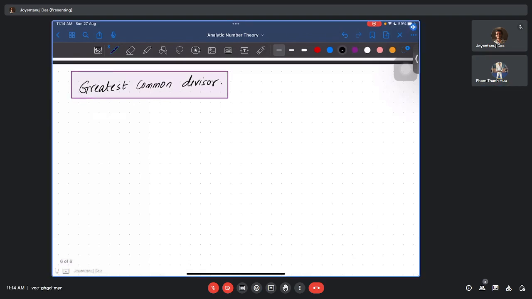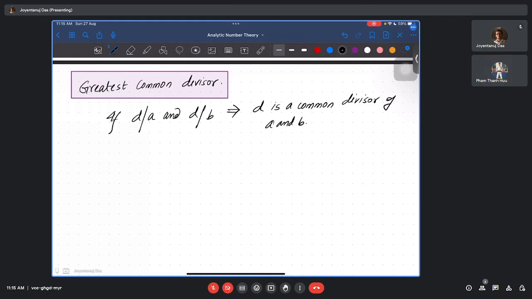So greatest common divisor, what is it saying? Suppose d divides a and d divides b, then d is a common divisor of a and b, right? Yeah, that is fine. So now the next theorem is based on this.